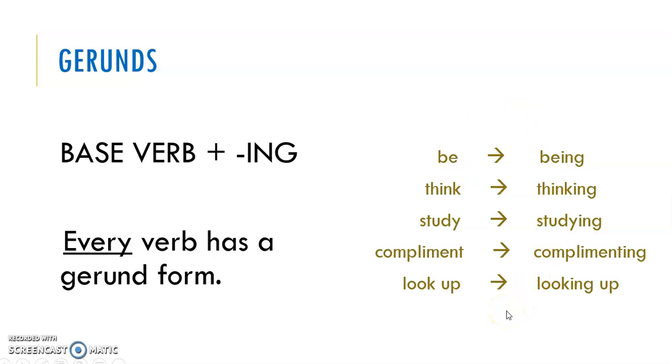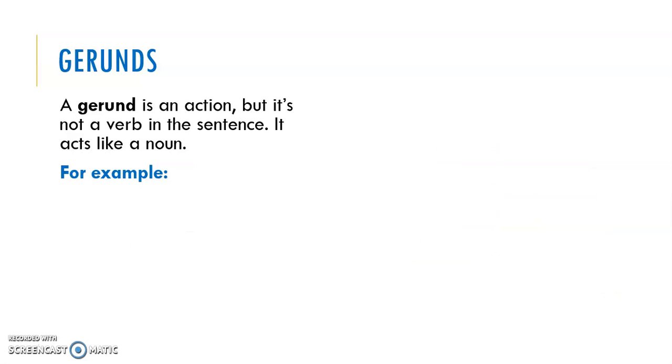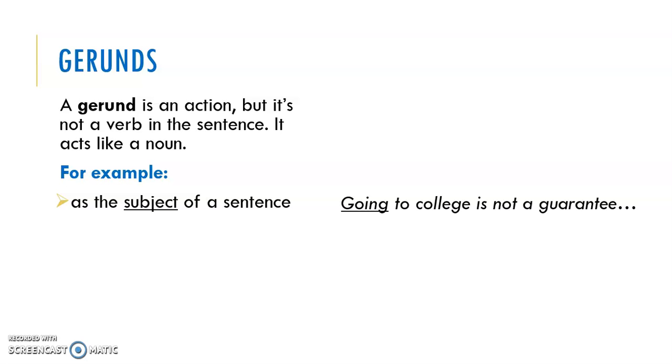But that raises the question, why would we do that? Well, remember, as I said, a gerund is an action, but it is not acting as a verb in the sentence. Instead, it's acting like a noun. It's doing what a noun would do. Now, we often use a gerund, for example, as the subject of a sentence. So when an action or an activity is the subject of a sentence. So that's something like going to college is not a guarantee. Here the subject would be going to college, and the verb is is.